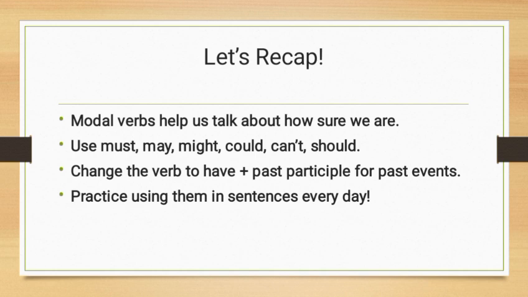Recap and closing. Dear students, let's quickly review what we have learned. Modal verbs like must, might, may, could, can't, and should help us talk about probability. In the present or future, we use modal plus first form of verb. In the past, we use modal plus have plus past participle. Past participles are the third form of verb like gone, done, seen, etc.